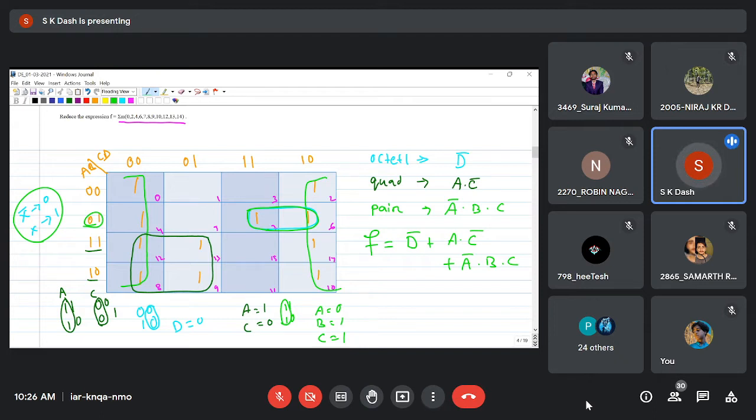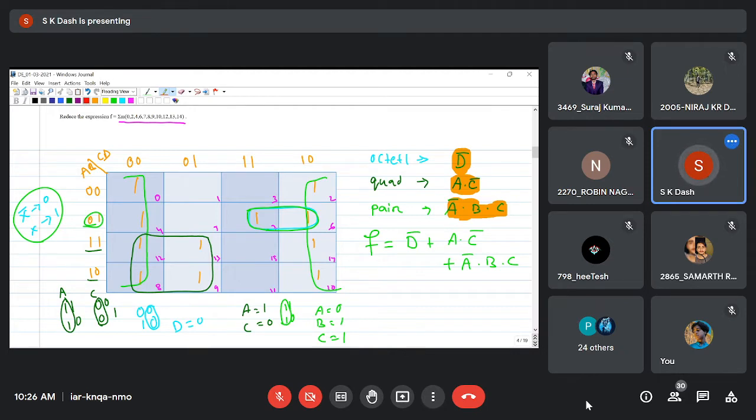Another thing to remember here: why are we forming a bigger combination? Instead of that octet, we could have formed two quads also. Yes or no? Here I formed an octet. Instead of that, I could have formed two quads. What is the expression you got? You got D bar. Now you formed a quad here, and the expression is A dot C bar. Here you formed a pair, and you got A bar dot B dot C.